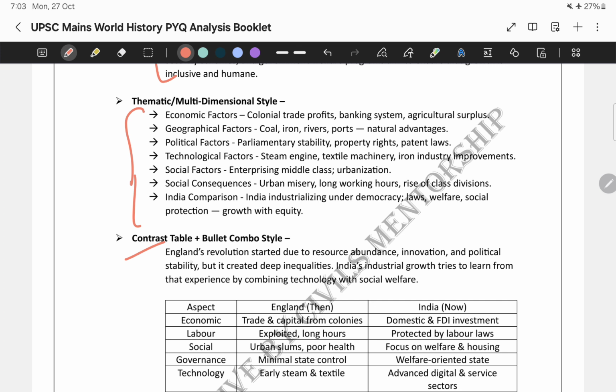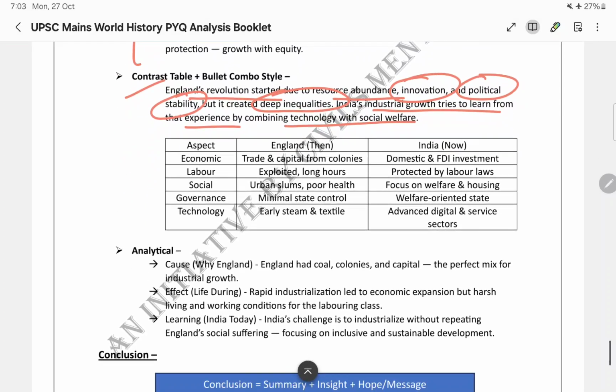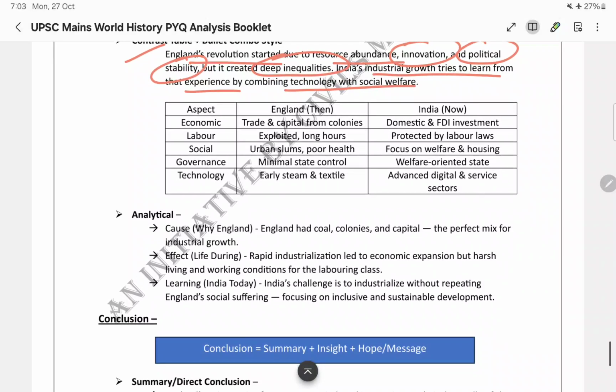Like the first part you have given, you have addressed both the parts, the first and the second part. How you have addressed it? England's revolution started due to resource abundance, innovation and political stability, but it created what? Deep inequalities. India's industrial growth tries to learn from that experience by combining technology with social welfare. So this is another way how you can write the body part of your answer.